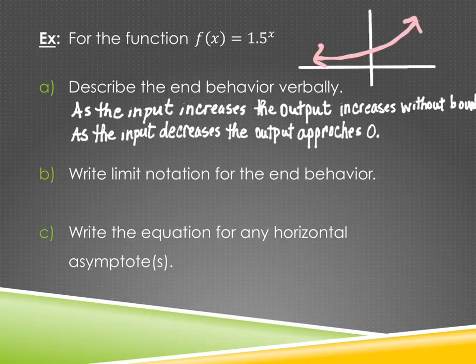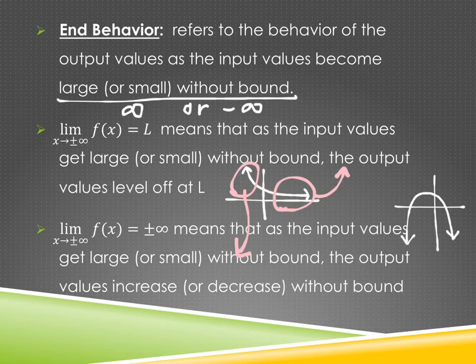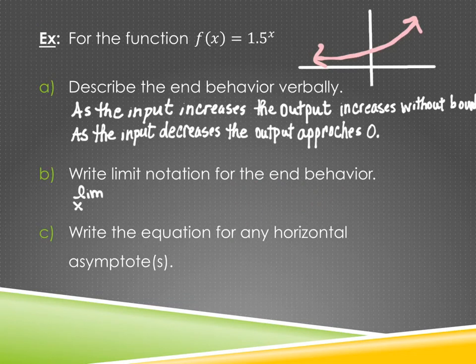It says to write limit notation for the end behavior. Okay, so limit notation is going to have that lim. Underneath it, you're going to have the input variable. And in this case, the input variable was indeed x. Right? The input up here is x. So we're going to write x. We have two pieces we're going to write down. We have to do the limit as x approaches infinity. We also have to do the limit as x approaches negative infinity. So the infinity one is the increases without bound. It's the first description that I wrote.